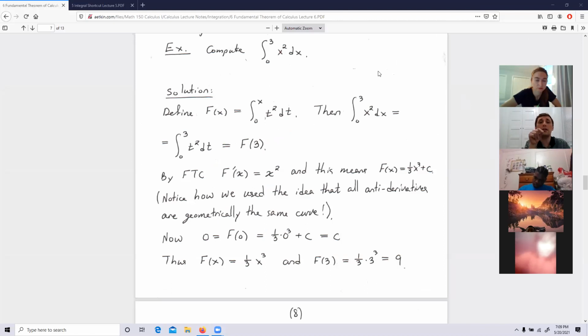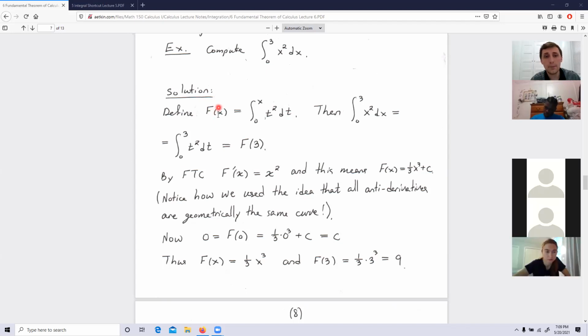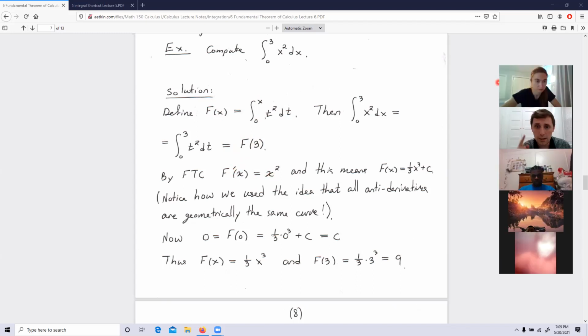So directly the integral from 0 to 3 of x squared dx, I just have to add up the areas of rectangles. But instead, I try to find a different pathway. So I say capital F of x is the integral from 0 to x of t squared dt, and I see that what I want to find is this capital F evaluated at 3. And then I use the fundamental theorem of calculus to conclude that capital F prime is just x squared. The derivative of this function is x squared, do you understand?